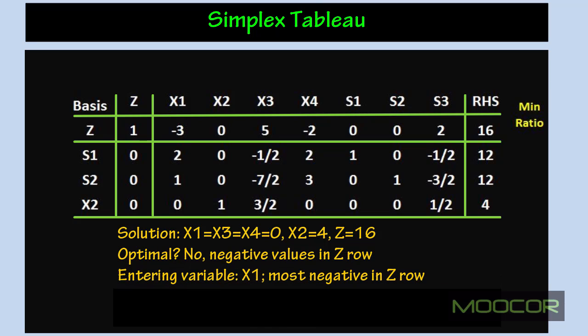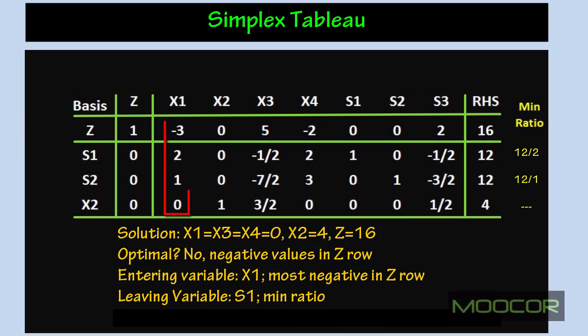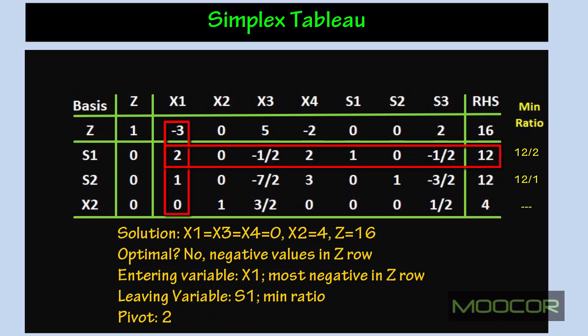I will ask whether it's an optimal solution or not, and if not, I will identify an entering variable, and by taking the min ratio I will identify the leaving variable, and I identify the pivot row, pivot column, and pivot element for that tableau.